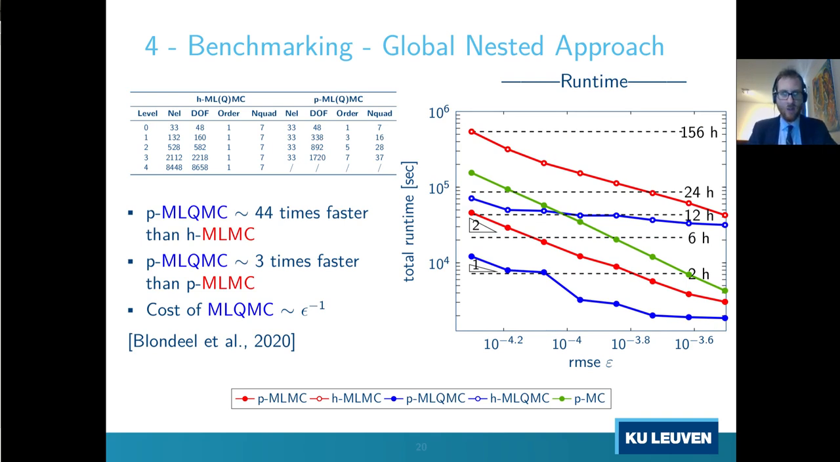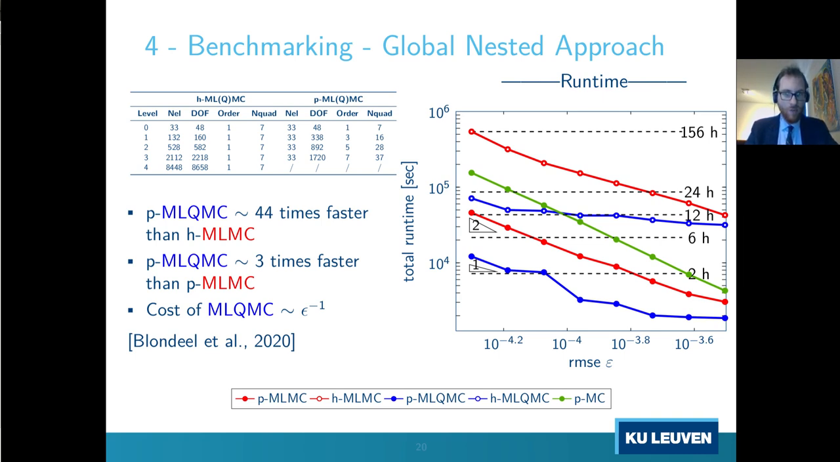Having decided that the global nested approach is the best compared with a non-nested approach, I will now make the comparison between the classical standard multi-level Monte Carlo, so H-MLMC, and p-refined multi-level Monte Carlo. The blue line is of course our new results, and as you can see it outperforms the red line with the open circles, which tops at 156 hours for a given tolerance. This is H multi-level Monte Carlo, in comparison with our new method, p-multi-level Quasi-Monte Carlo, which tops around 3 hours.